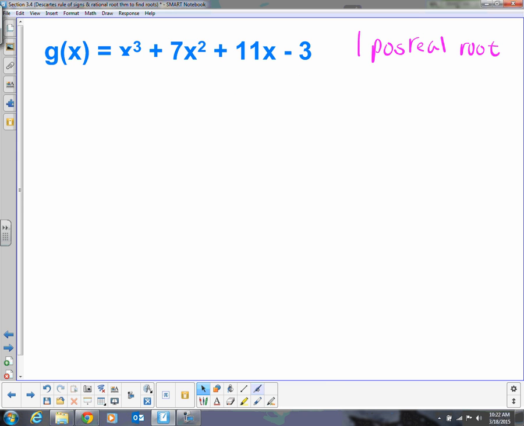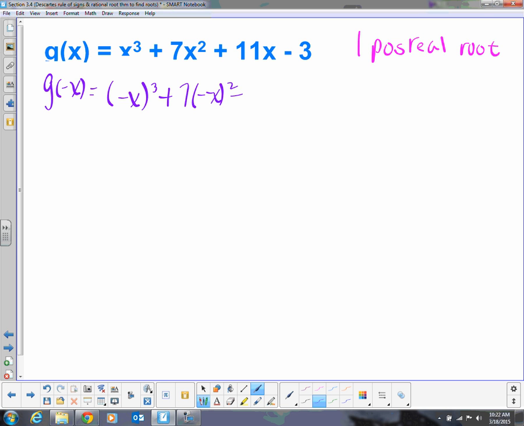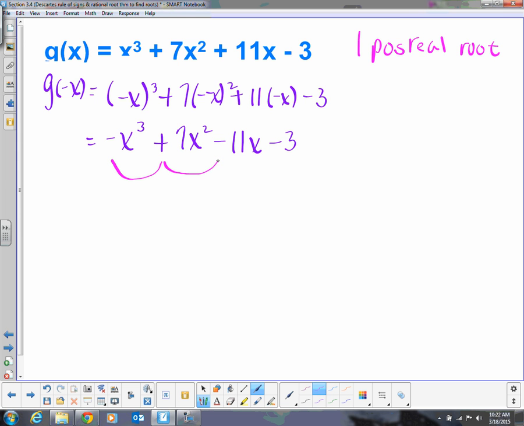So now what I'm going to do is substitute in a negative x. You ready? G of negative x is going to be negative x cubed plus 7 times negative x squared plus 11 times negative x minus 3. This gives me negative x cubed plus 7x squared minus 11x minus 3. All right. There is 1, 2, so it has 2 or 0 negative real roots. So now we're going to do our P over Q deal.